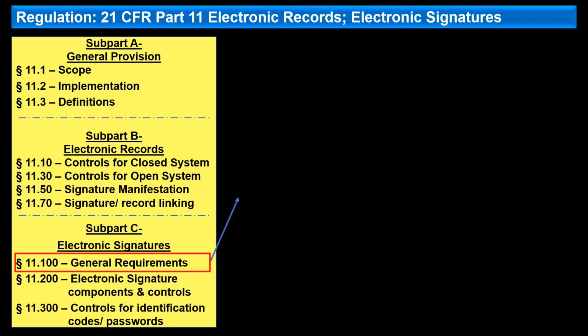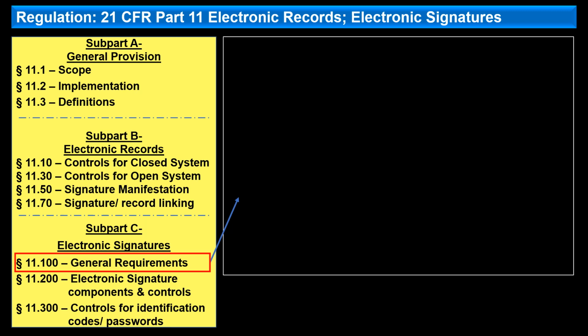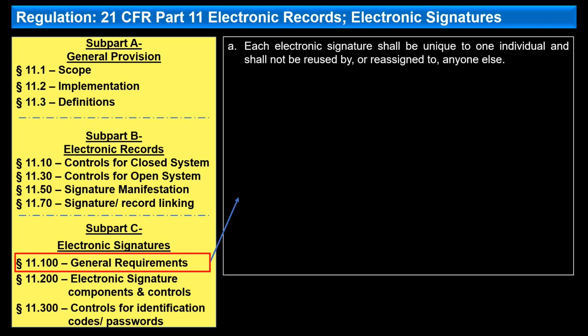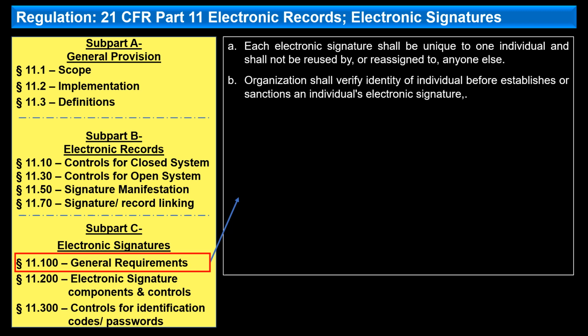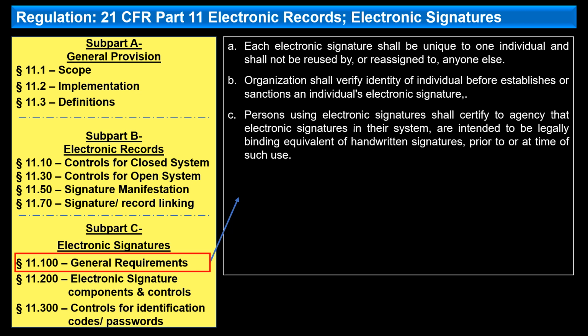Moving to the last subpart of the 21 CFR Part 11 regulation, that is for electronic signatures. If we look into the general requirements for electronic signatures, that is 11.100, each electronic signature shall be unique to an individual and shall not be reused by or reassigned to anyone else. Organizations shall verify the identity of an individual before establishing or sanctioning an individual's electronic signature. Persons using electronic signatures shall certify to the agency that the electronic signatures in their system are intended to be legally binding and equivalent to handwritten signatures. It should be done prior to or at the time of such use.